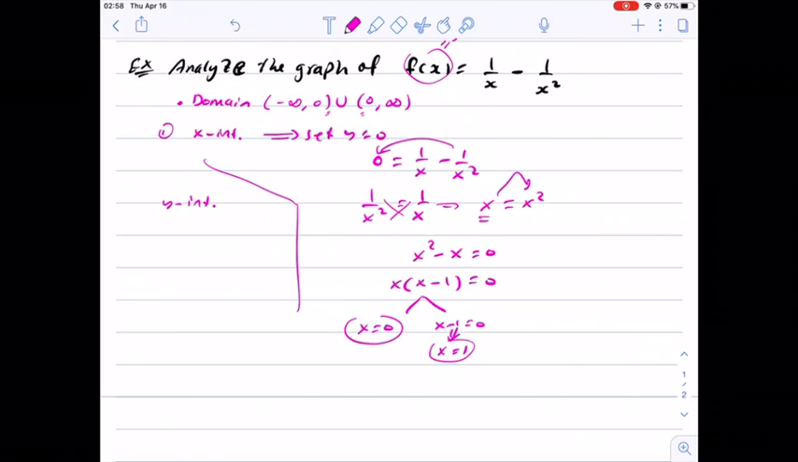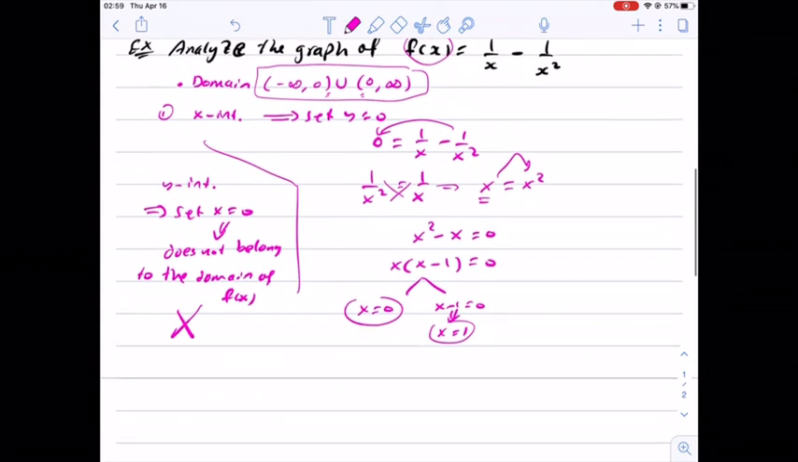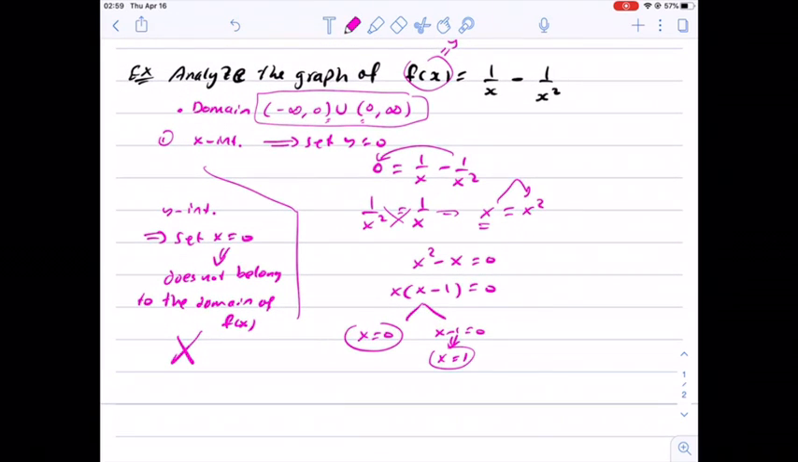Now we find the y-intercept. This is the x-intercept. What is the y-intercept? For the y-intercept, we set x equals 0. But we know that if x equals 0, then the function is not defined. It does not belong to the domain of the function f of x. As you can see, the domain does not include 0 because it's open at 0. So we don't have a y-intercept.